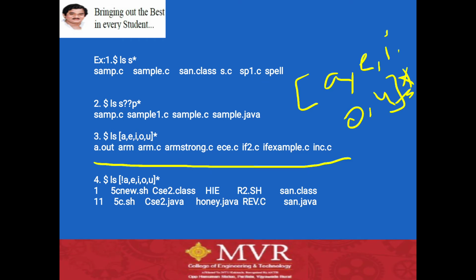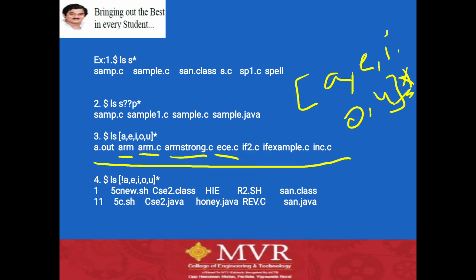Okay, so now see the output. It displayed files which have vowels as the first character. So a.out, yes, a is the vowel. Second file, a is a vowel. arm.c, again armstrong.c, then ec.c, because e is also a vowel. Then if2.c, because i is also a vowel. ifexample.c, again i, inc.c. So all these files have either a or e or i or o or u, then star. So the first letter only we are going to concentrate on. The first letter should be either a or e or i or o or u, and the remaining things we won't bother about. So this is the way you can use the range.